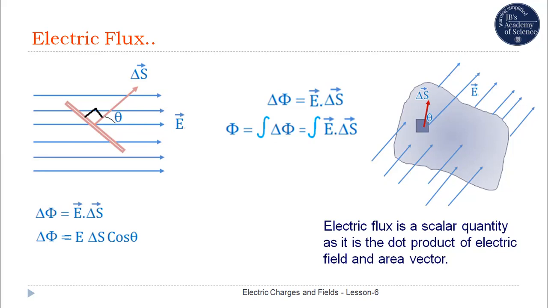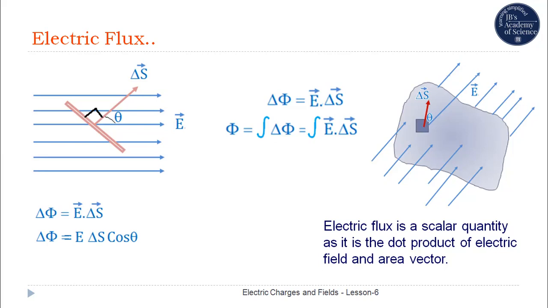So let theta be the angle between the delta S vector and the E vector. Then delta phi, the electric flux, is equal to E vector dot delta S vector. That is, delta phi is equal to E delta S cos theta.